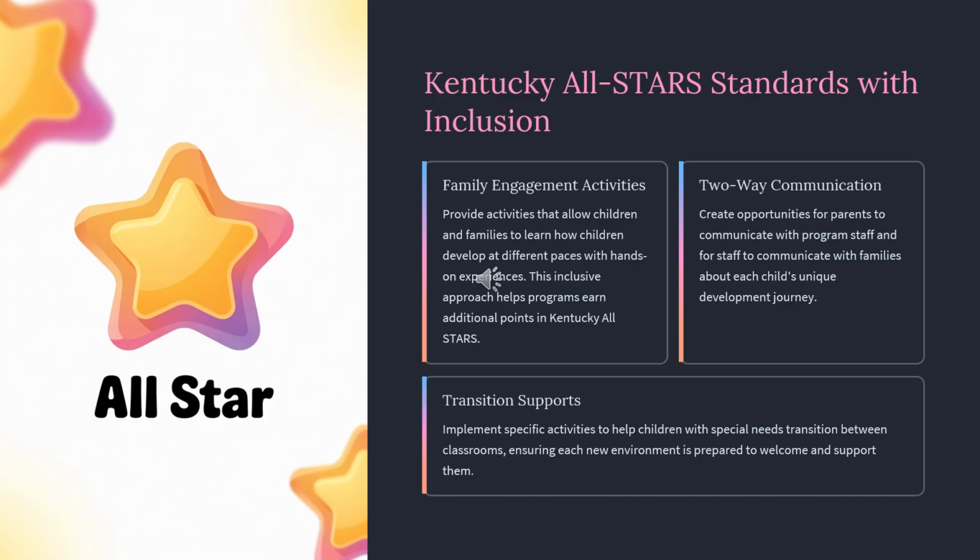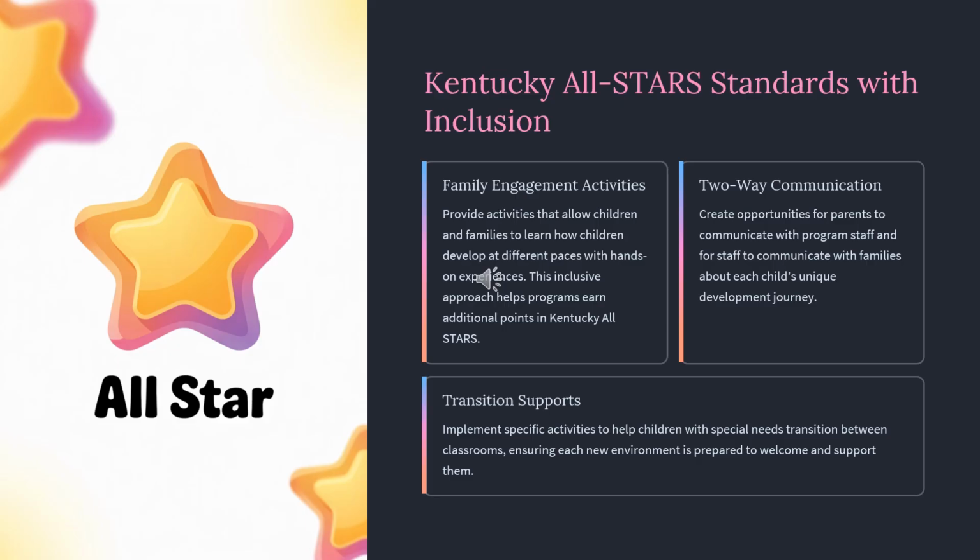As we continue our conversation on creating inclusive early childhood environments, let's take a moment to look at how these ideas connect with the Kentucky All-Stars Quality Rating and Improvement System, specifically their standards around inclusion. The Kentucky All-Stars system recognizes the importance of building strong foundations not just inside the classroom, but by actively engaging families and supporting every child's unique developmental journey. Programs can earn additional points by implementing inclusive practices that reach beyond typical classroom instruction.